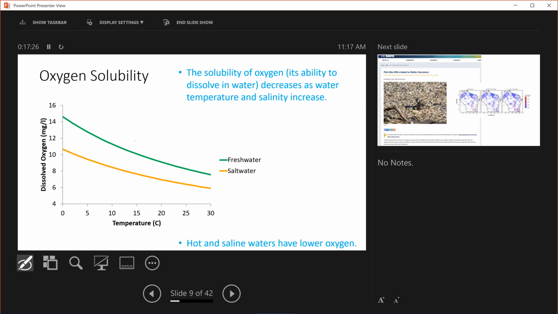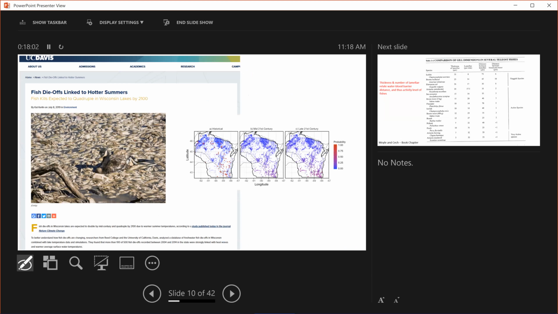Okay, let's move on. So we were talking about gills and gill structures, how they work, and I wanted to think a little bit about oxygen solubility. Obviously, the task for fish is to pull oxygen out of the water under difficult circumstances. The solubility of oxygen in water decreases with water temperature and with salinity. So as water gets hot, it loses oxygen. You know this from boiling water, right? In salt water, they're super challenged because there's even lower levels. So hot and saline waters have lower oxygen, and this can lead, especially more recently, to fish kills.